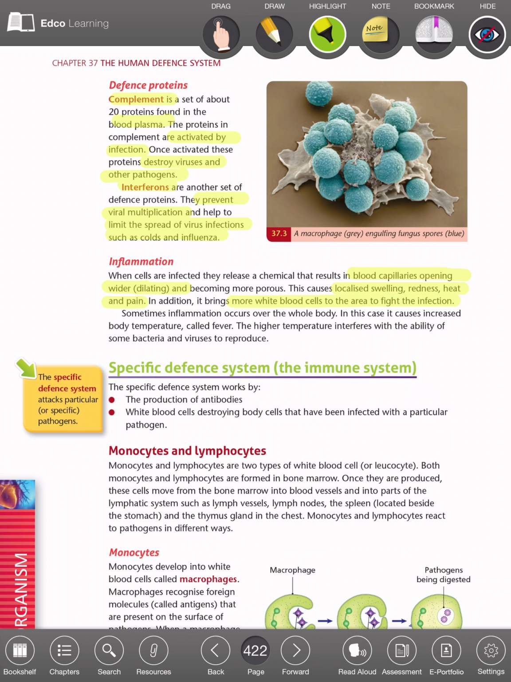Sometimes inflammation occurs over the whole body, and in this case, it causes increased body temperature called fever. The higher the temperature, the more it interferes with the ability of some bacteria and viruses to reproduce. High temperature can actually stop bacteria and viruses reproducing, because their optimum temperature is below what our fever temperature would be.